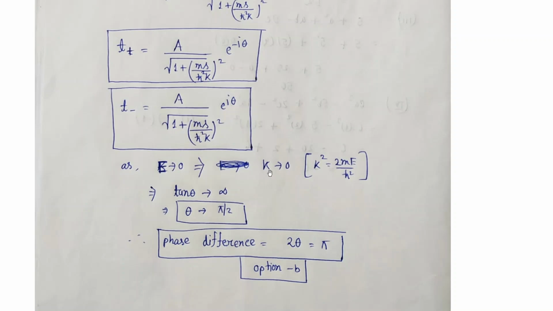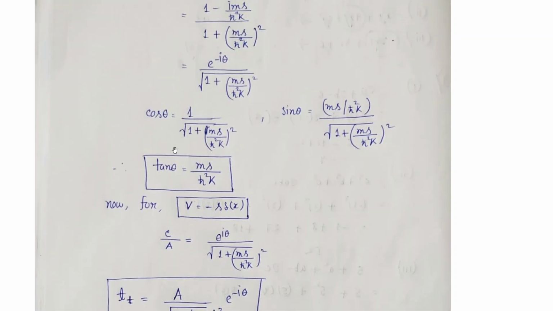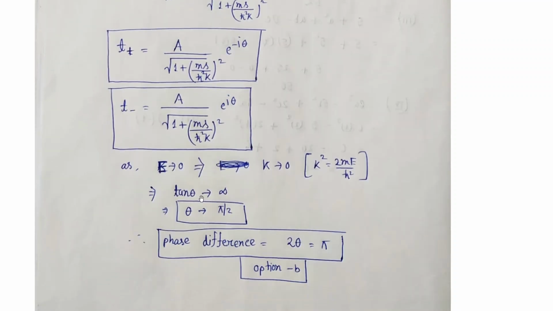Now when capital E tends to 0, that means the energy tends to 0. That also means that k tends to 0, because k square is 2mE by h cut square. So when k tends to 0, look at the expression for tan theta. Tan theta is m lambda by h cut square k. So if k tends to 0, then tan theta surely tends to infinity, and tan theta tends to infinity means theta is equal to pi by 2. So the phase difference between T plus and T minus: here the phase part is e to the power minus i theta, and here it is e to the power i theta. So the phase difference is 2 theta, and as theta is pi by 2, 2 theta is pi. So the correct answer will be option B.